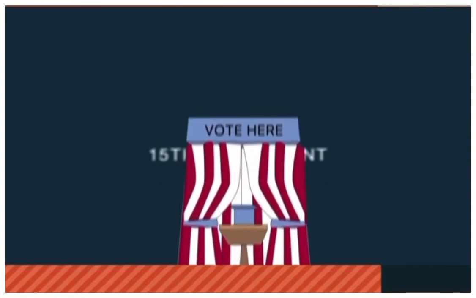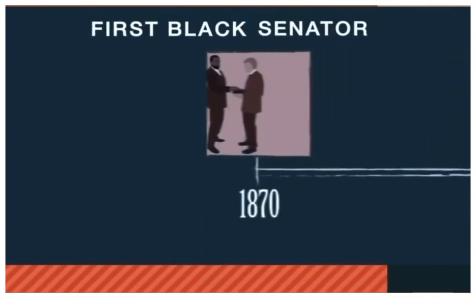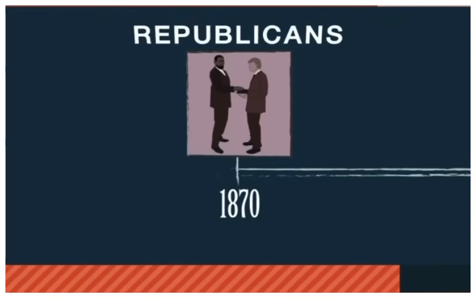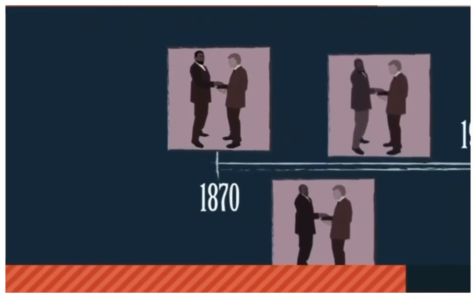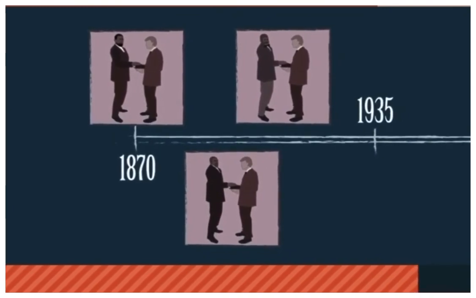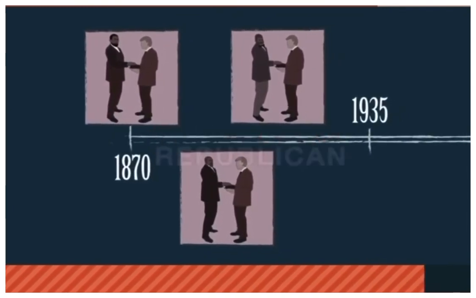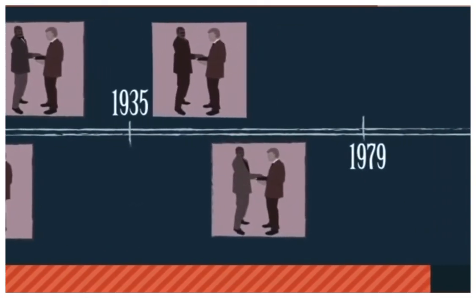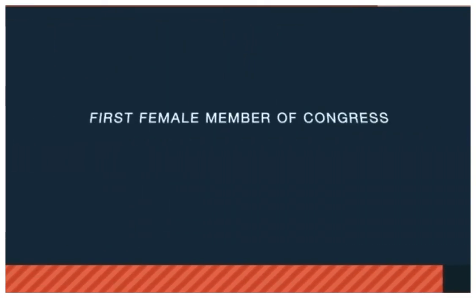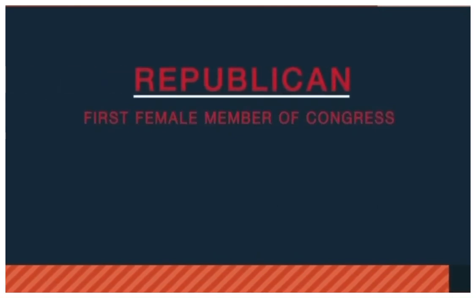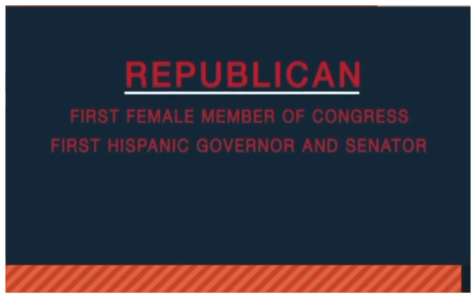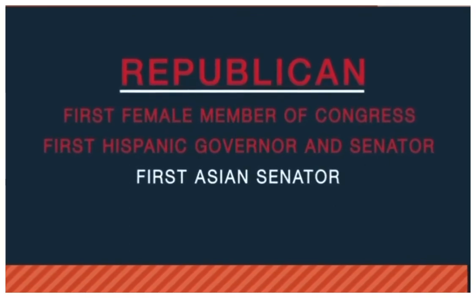In 1870, the first black senator and the first black congressman were sworn in, both Republicans. In fact, every black representative in the House until 1935 was a Republican, and every black senator until 1979 was too. For that matter, the first female member of Congress was a Republican. The first Hispanic governor and senator were Republicans. The first Asian senator, you get the idea.